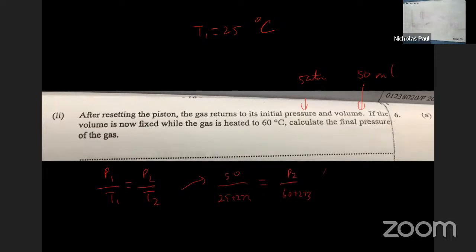Right? So cross multiply and solve for P2. So you'll get 50 by 273 plus 60 is 333. And then 25 plus 273 is 290. How much did you get for the final pressure?